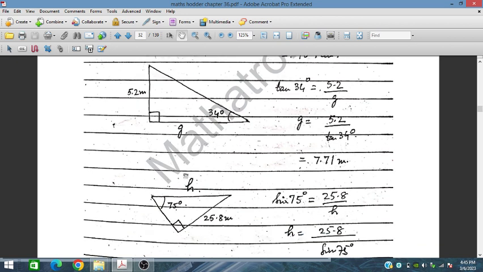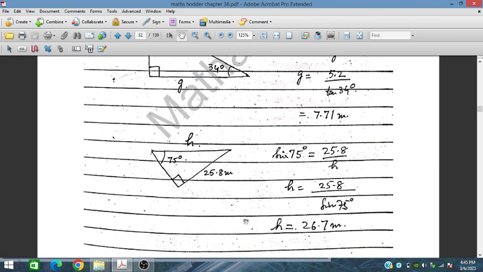Similarly for this, this is the height, this is the hypotenuse, and this angle, this is opposite. So sine 75 degrees is 25.8 upon H. So H is equal to 25.8 upon sine 75 degrees. H is equal to 26.7 meters, because this is in meters.